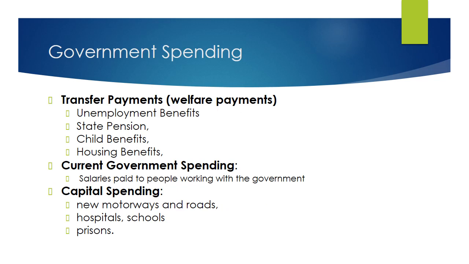Government spending can be divided into a few categories as well. The first are transfer payments, such as unemployment benefits, state pensions, and child benefits. Secondly, current government spending, which include expenditure on state-provided goods and services such as salaries paid to the doctors, nurses, and teachers. And the third category includes things such as infrastructure spending on hospitals and schools, which are called capital spending.